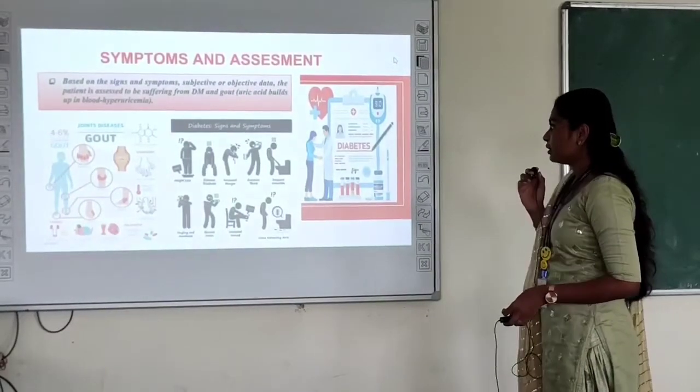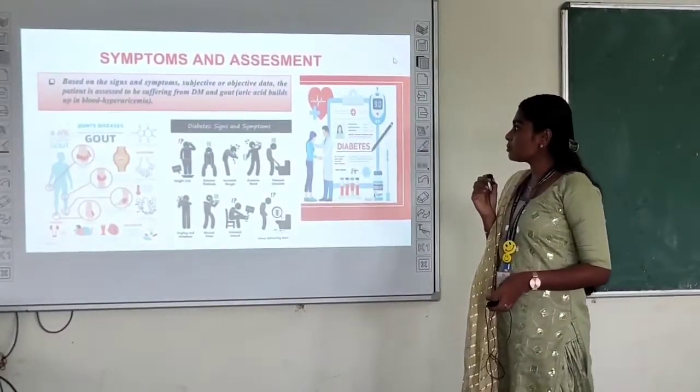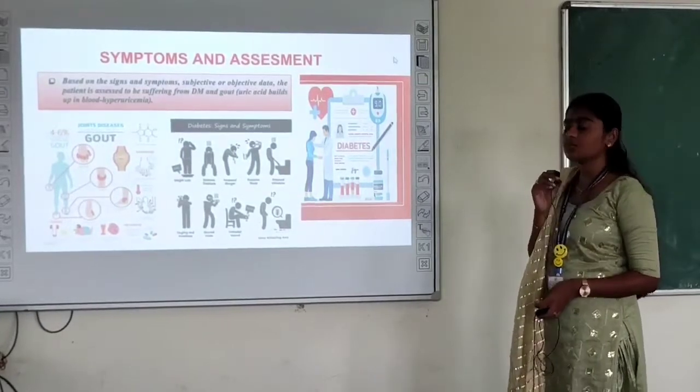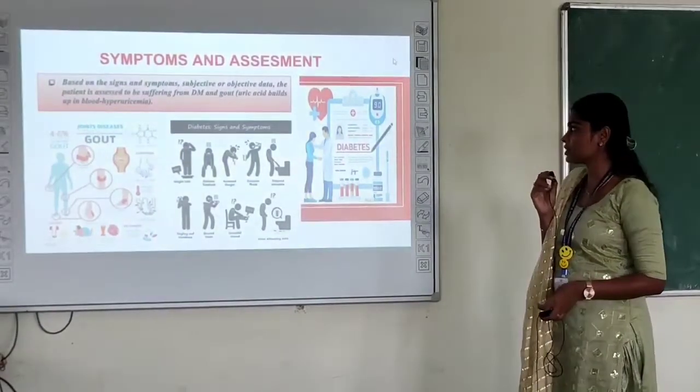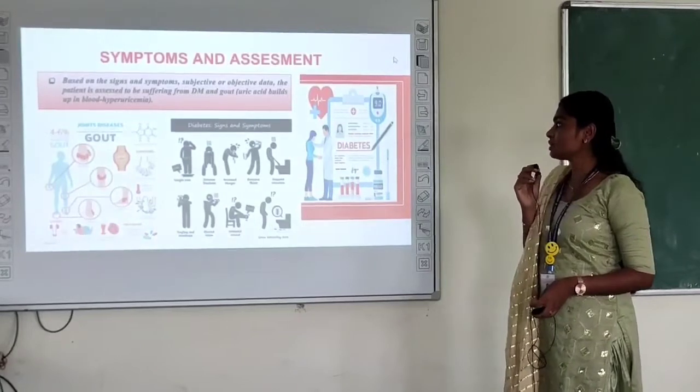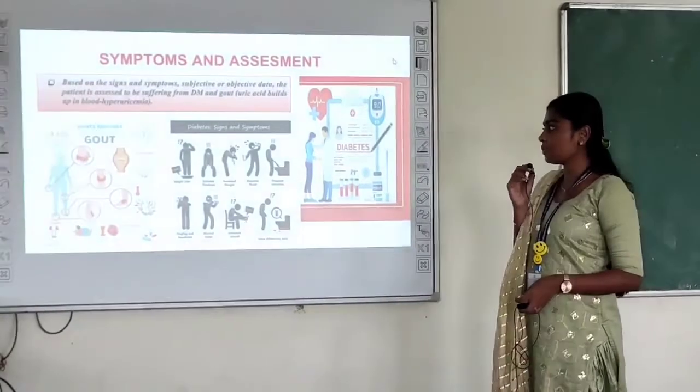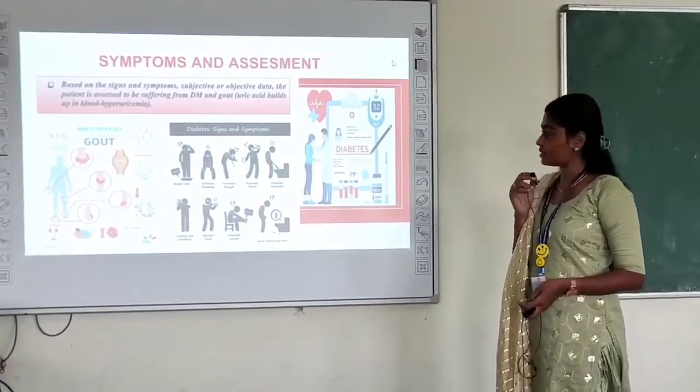Symptoms and assessment: based on the signs and symptoms, subjective and objective data, the patient is assessed to be suffering from diabetes mellitus and gout. Gout is a condition in which uric acid builds up in the blood, causing hyperuricemia.